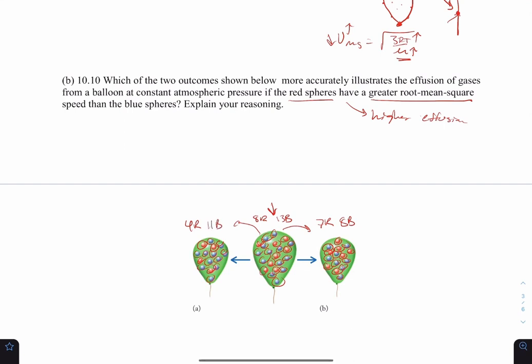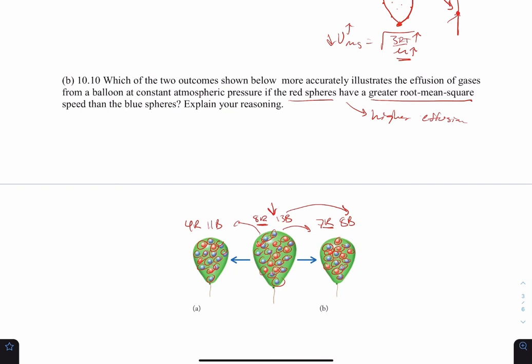So they both have an effusion rate, right? But in this case, going from 13 down to 8 is a pretty significant effusion rate, because we're losing 5 when we had originally 13, whereas in this case the red was only losing 1 in that same situation. So that actually demonstrates blue as having a higher effusion rate, but that's not the situation we want.